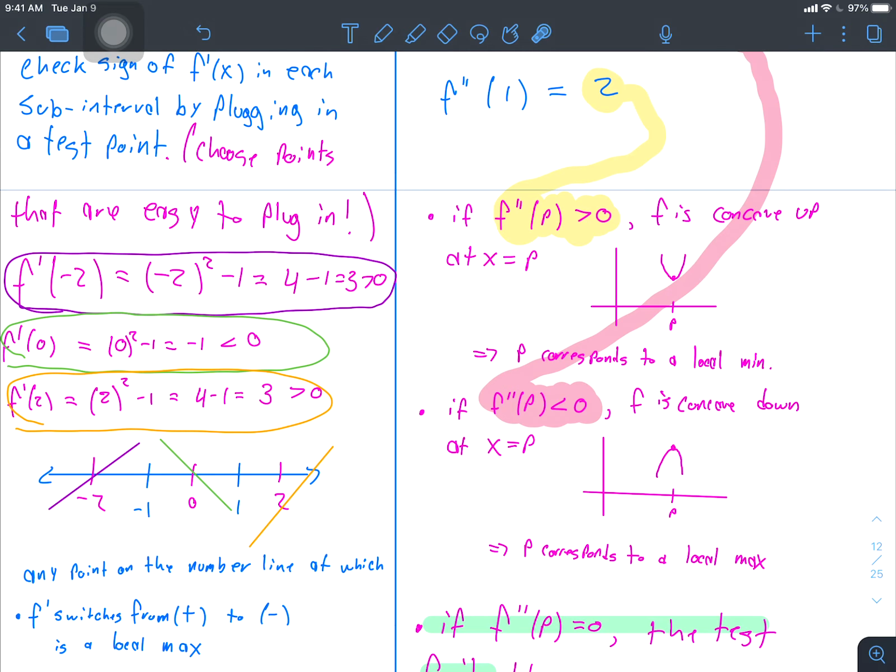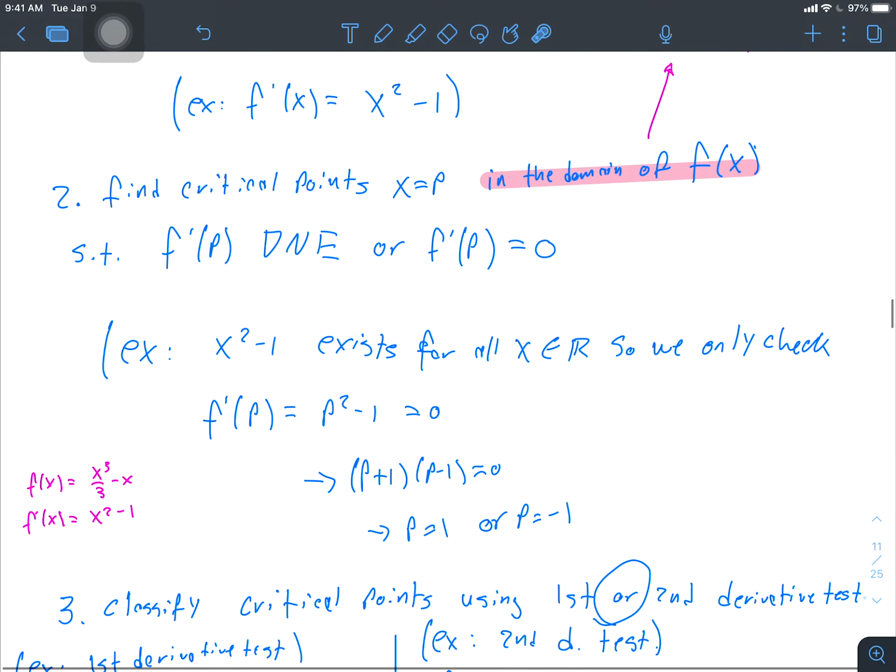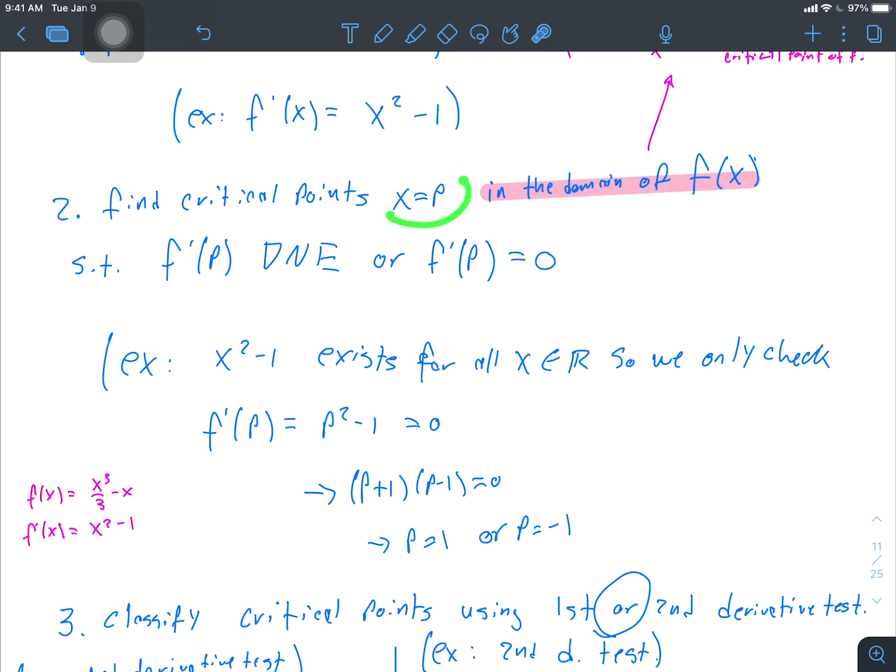Sure. So I know that I will have a critical point, okay, at an x value if when I plug it into the derivative, I get 0, or it doesn't exist, right? Of course, I didn't need to worry about doesn't exist for this problem.